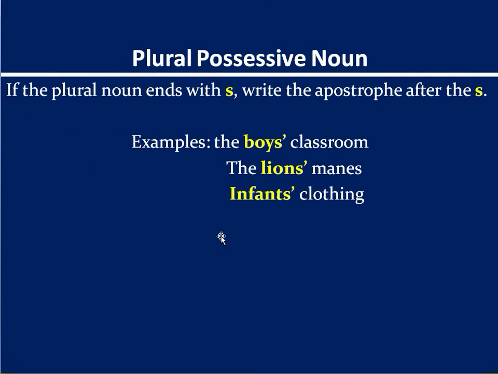Here is another form. If the plural noun ends with s, write the apostrophe after the s. For example, the boys' classroom. Okay, so we are only adding the apostrophe sign, not s, and we will say it boys', not boys's. Boys' classroom. The lion's mane. Infants' clothing. Okay, so this is how we are changing plural possessive nouns.